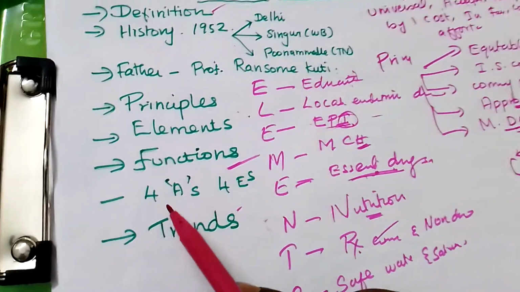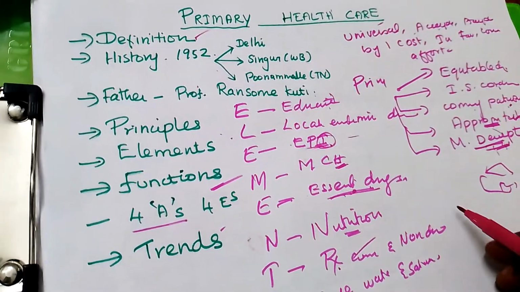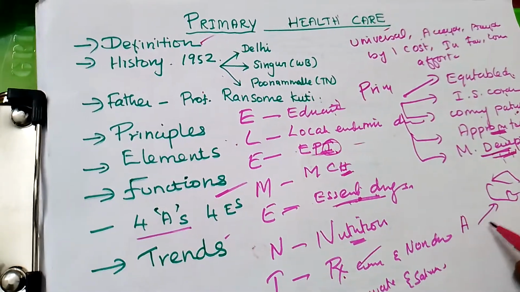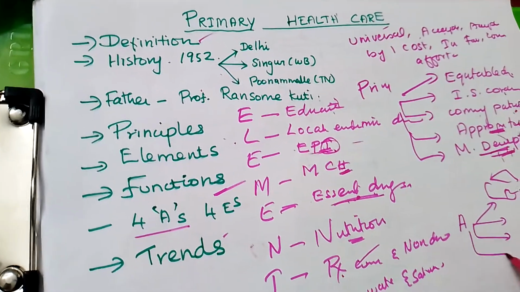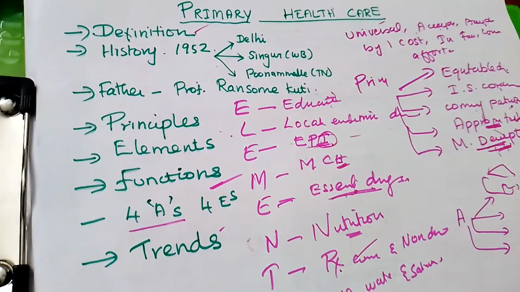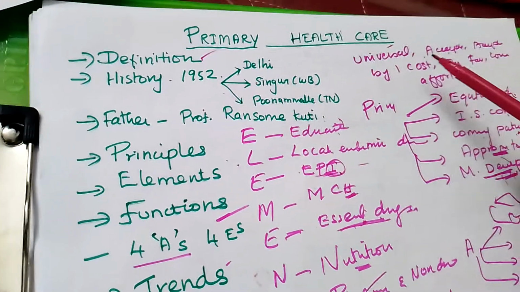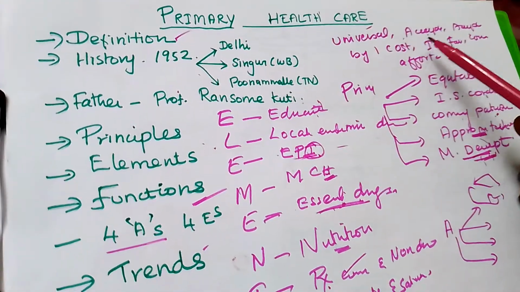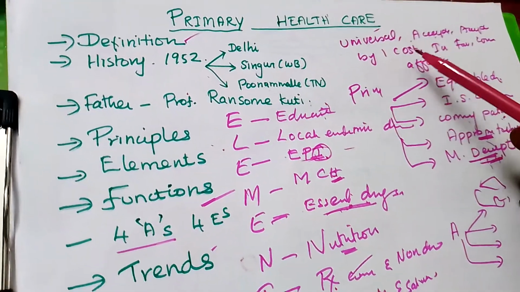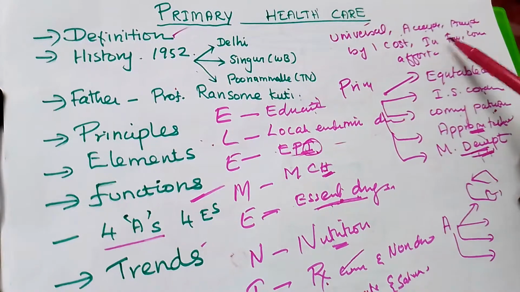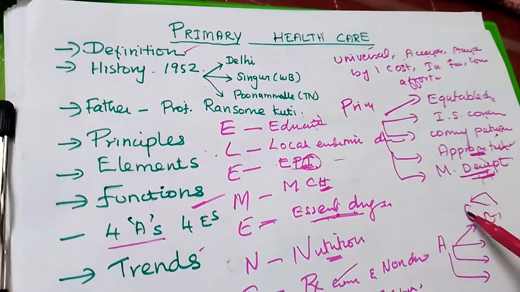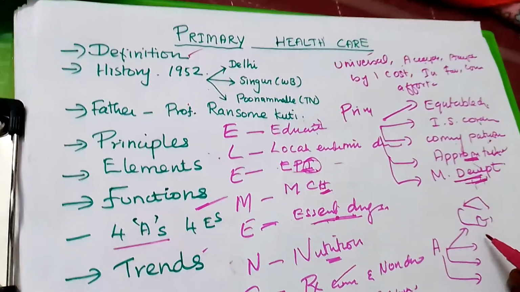Next we will see the 4 A's. What are these 4 A's of primary health care? In the definition itself we can remember universal health care. Primary health care is universal health care, universally accessible, acceptable. Two or three times it is coming, appropriate it is coming. The same thing we are going to write here.